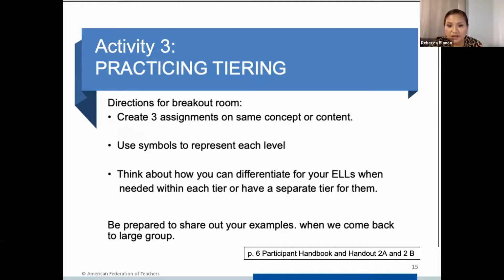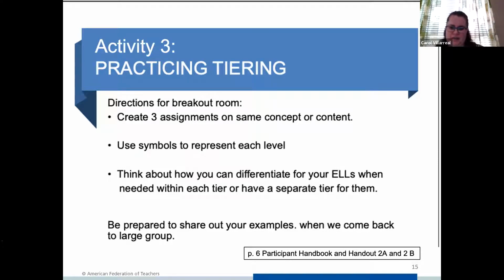We'd like to invite you guys to go ahead and share out some of those assignments you came up with, and maybe some of those symbols that you were able to create for your 3 assignments. Let's start with room 1. If you remember what room you're in, I know we have 5 rooms, so we should have 5 people giving examples. So if you want to unmute yourself and just talk through what you guys talked about in your breakout room.